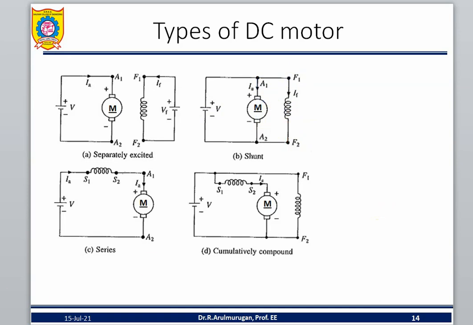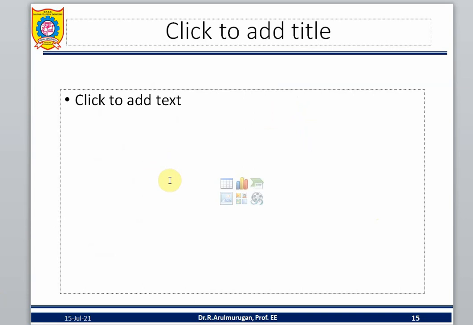If you want one more diagram, I will show you one more diagram. See here, the field winding, F1, F2.